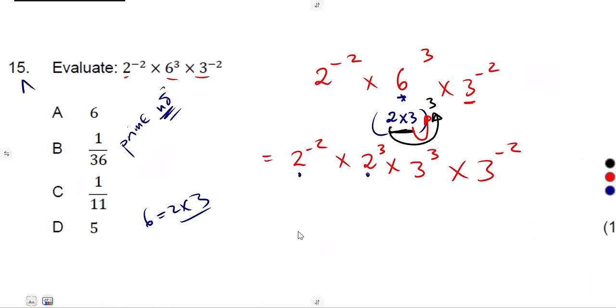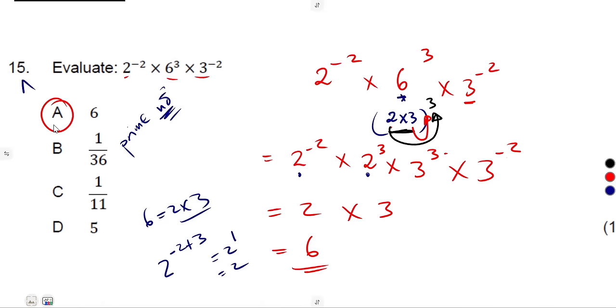You're going to add the exponents, 2 to the exponent of minus 2 plus what? Plus 3, which is 2 to the exponent of 1. That's a 2. So there, guys, it was going to be 2 times, you do the same thing, 3 to the exponent of 1, which is 3. And 2 times 3 is what? Is 6. So the best answer for number 15 was going to be A, where we've got a 6.